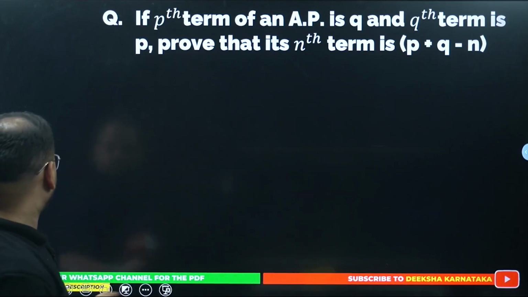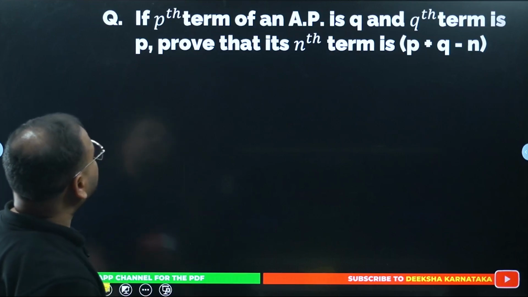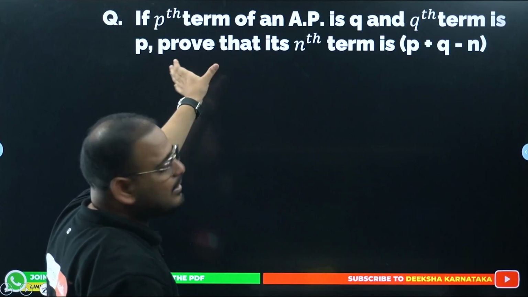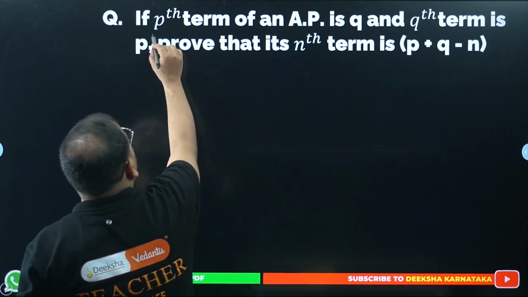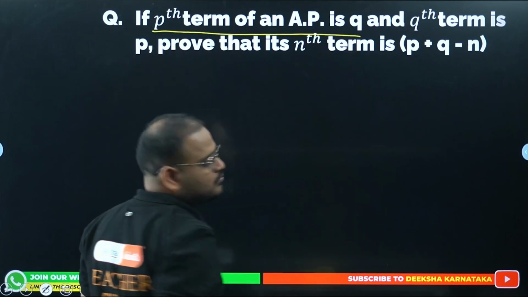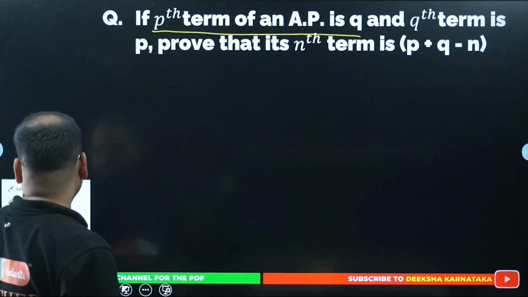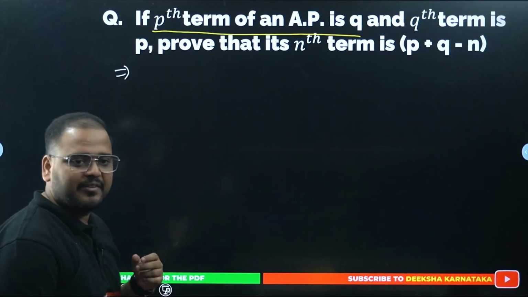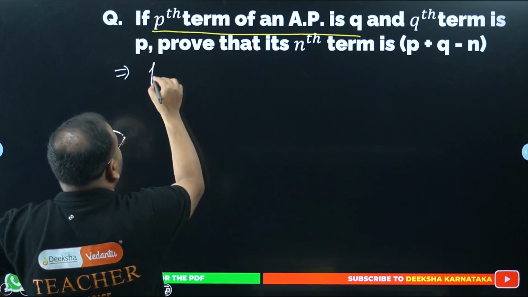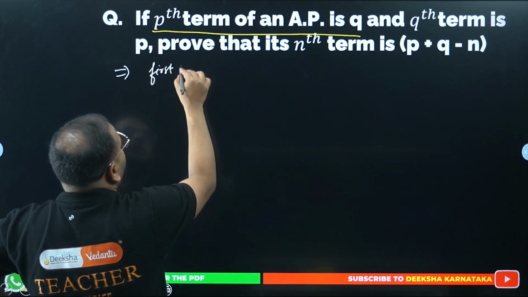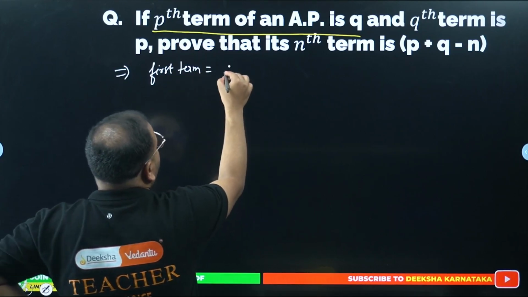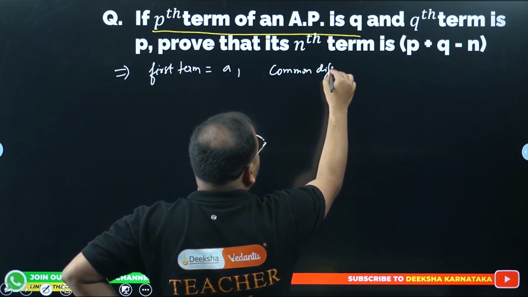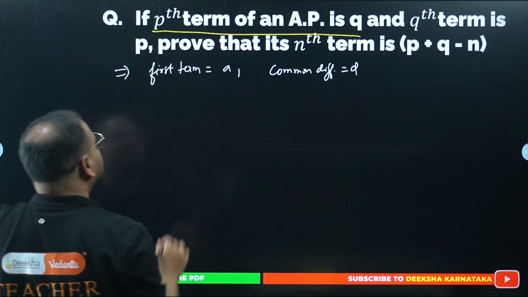Let's move on with the question statement. First I will break the entire statement into two or three parts and solve them individually, to make things easier for us. The pth term is q. Let us assume, because nothing is given, the first term is A and the common difference is D. Now write the pth term.